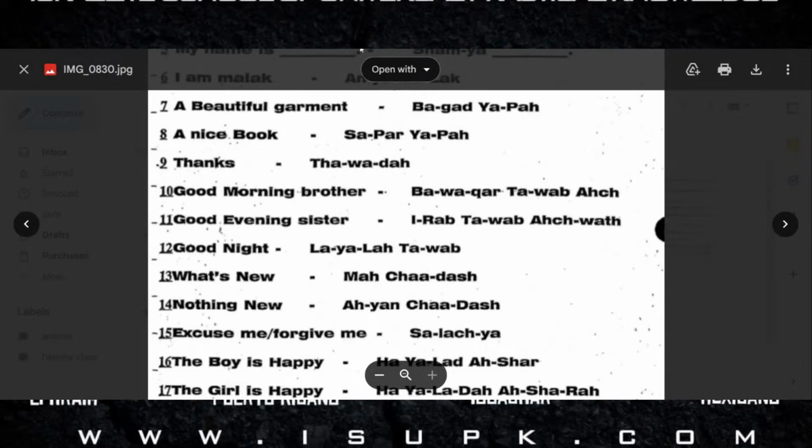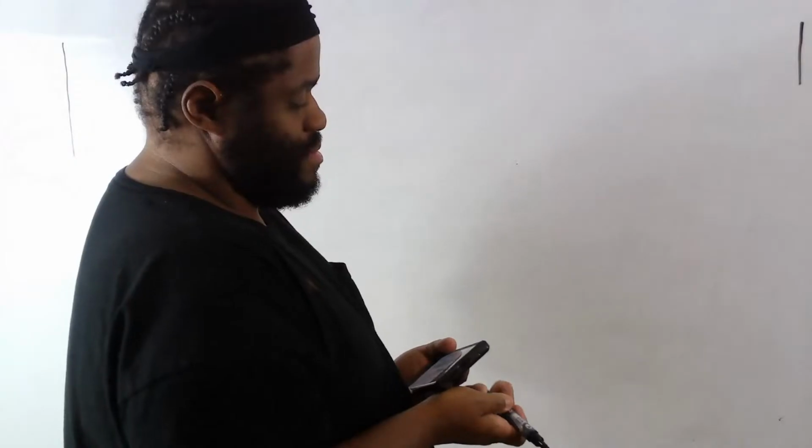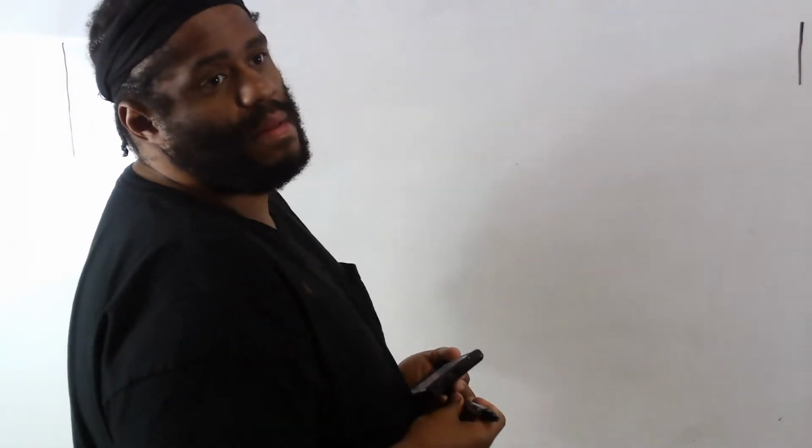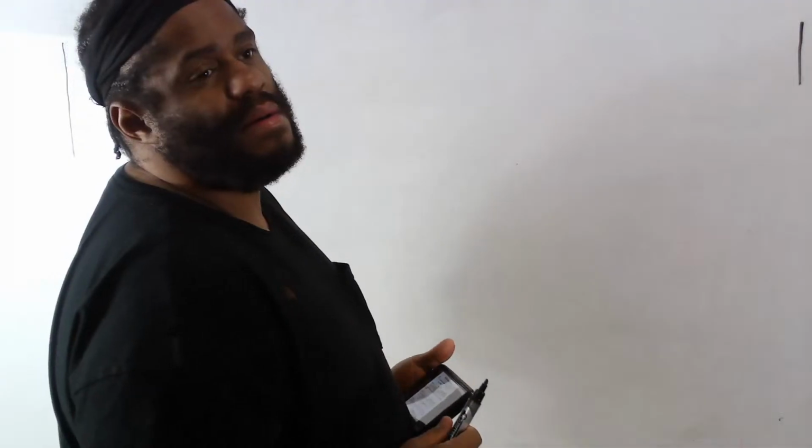Or somebody says to you, it's a nice book right there that you read. You know what I mean? I read it before. That book is too wild. That's a nice book. Sapar Yapa, right? If you need to see how it's spelled, I'll put it up here on the screen for you so you can always reference it. Sapar Yapa. Number 8, a nice book.